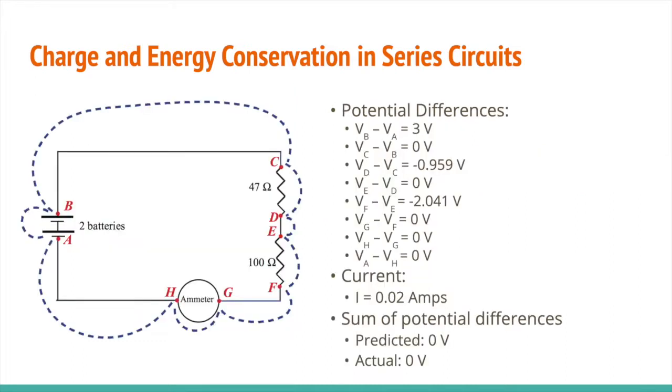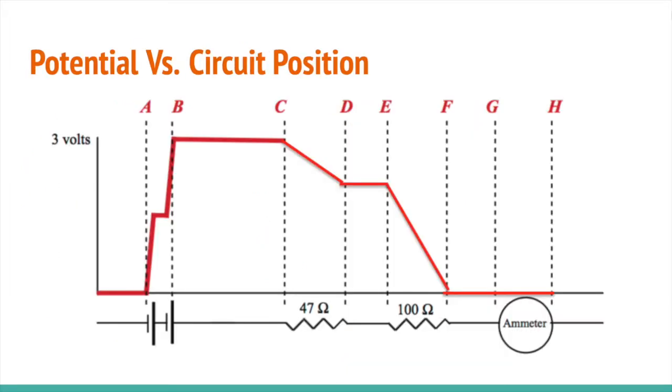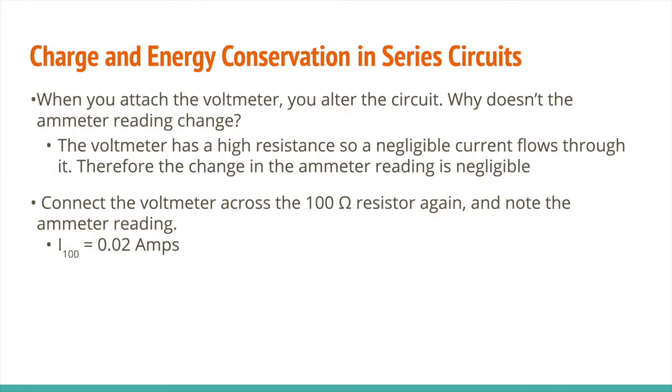For the next part, I had to find the total potential difference in the circuit shown to the left. To do this, I found the potential differences between each point and summed them together to get 0. Using the data found before, I created a graph of the potential versus circuit position. For the next part of the lab, I had to answer questions and do calculations.